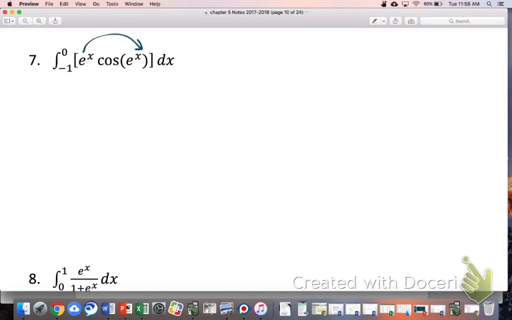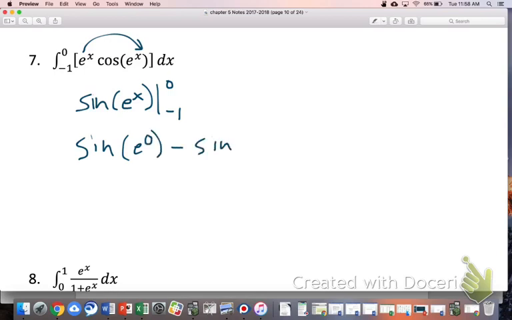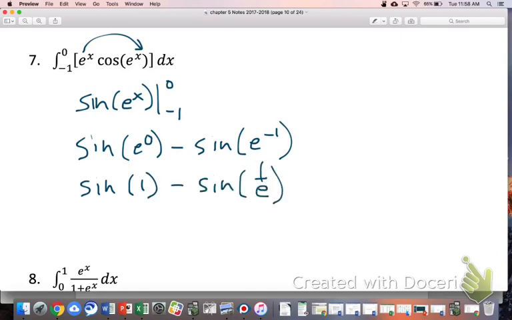And what's the antiderivative of cosine? Positive. Yep. So it'd be sine of e to the x, evaluated from -1 to 0. So it would just be sine of e to the 0 minus sine of e to the -1. And frankly, you could leave it just like that if you wanted to. There are some simplifyings you could do. You could get sine of 1 minus sine of 1 over e. Oh, that would work too.